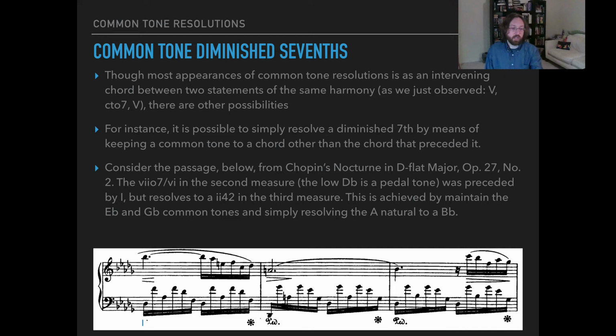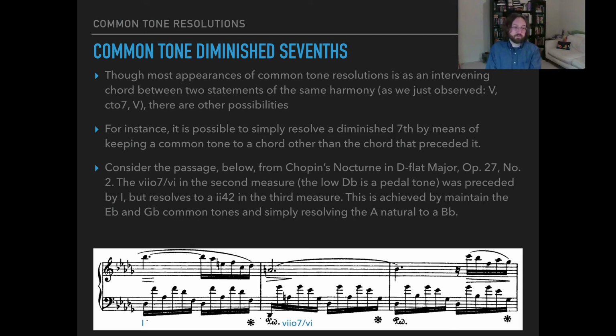Then we move on to a 7 fully diminished 7 of 6, A, E flat, and G flat with a D flat pedal. So that chord usually would want to resolve to B flat minor, which in this case is 6 in Chopin's D flat major nocturne. And then lastly, we have a 2-4-2 in the third measure.